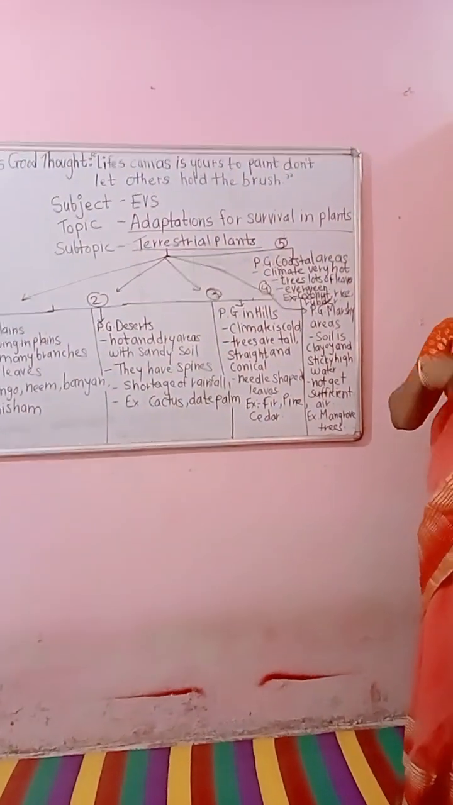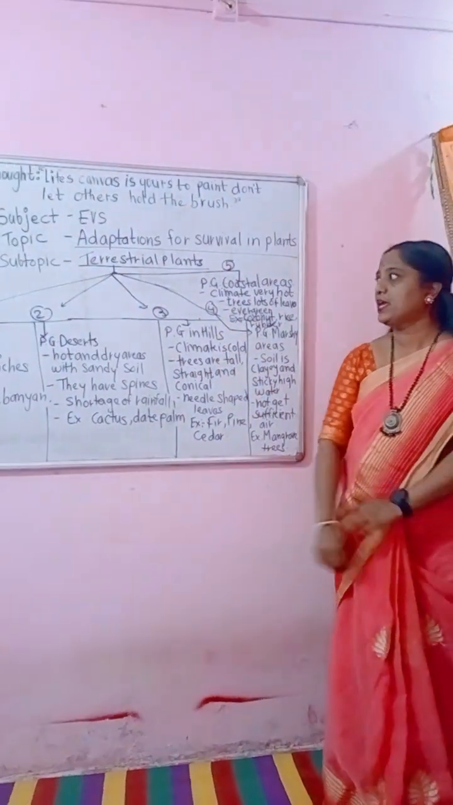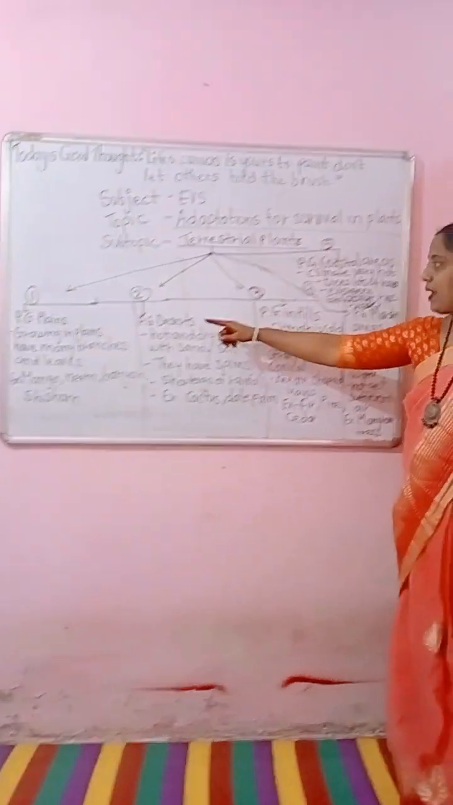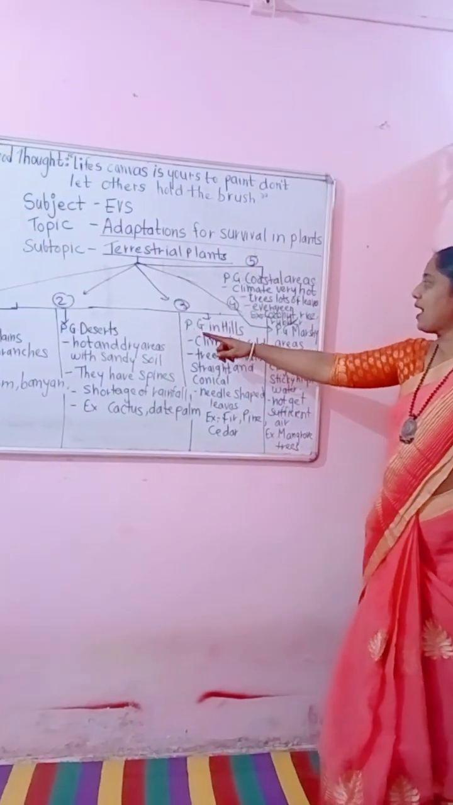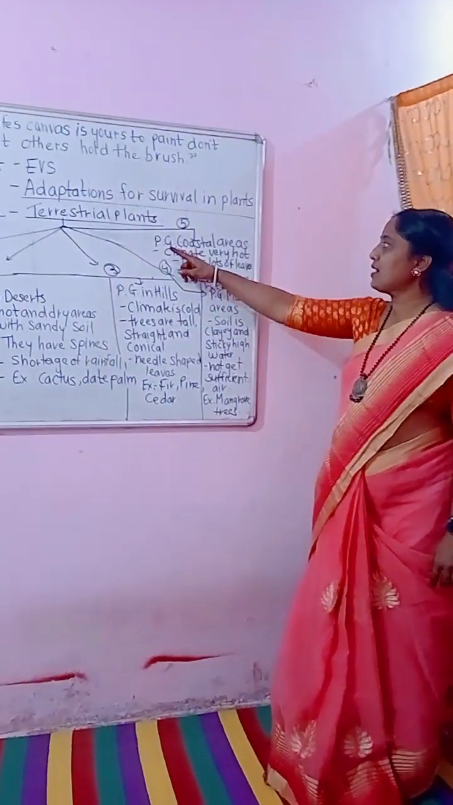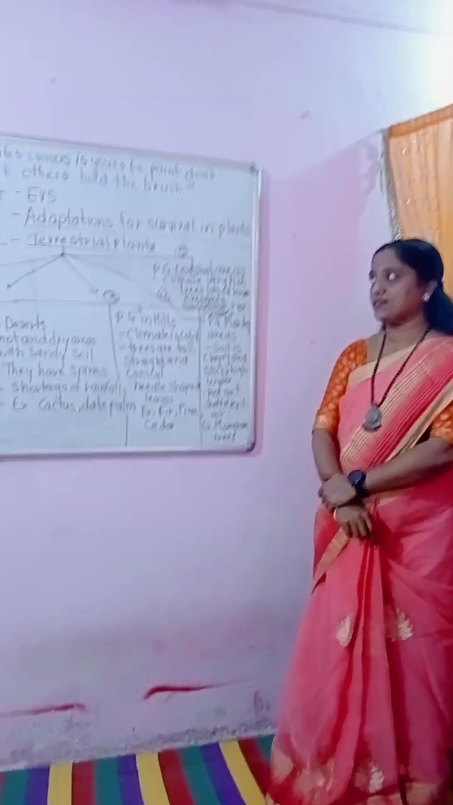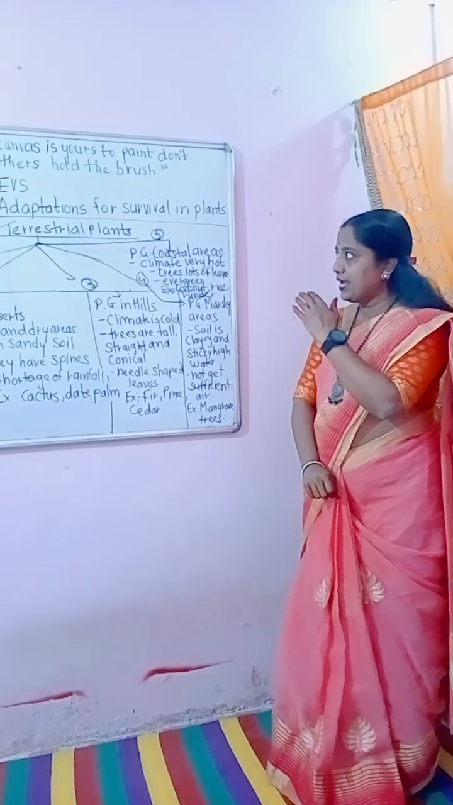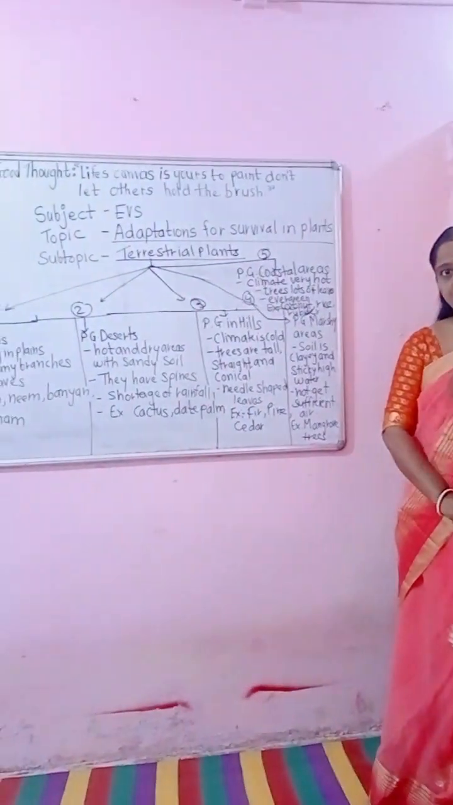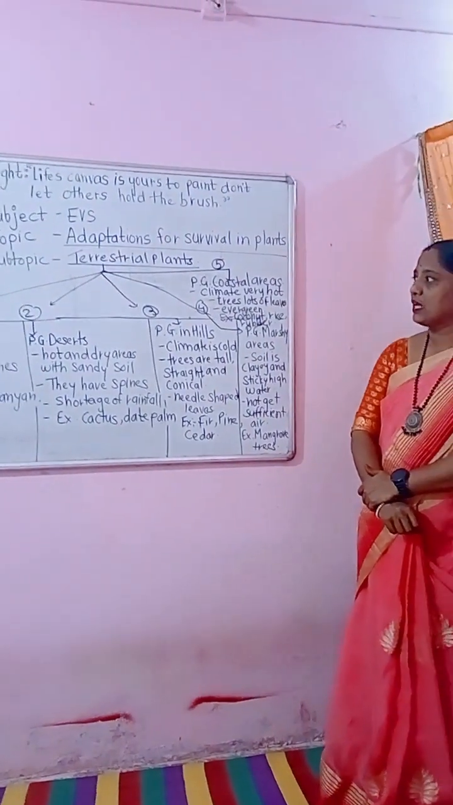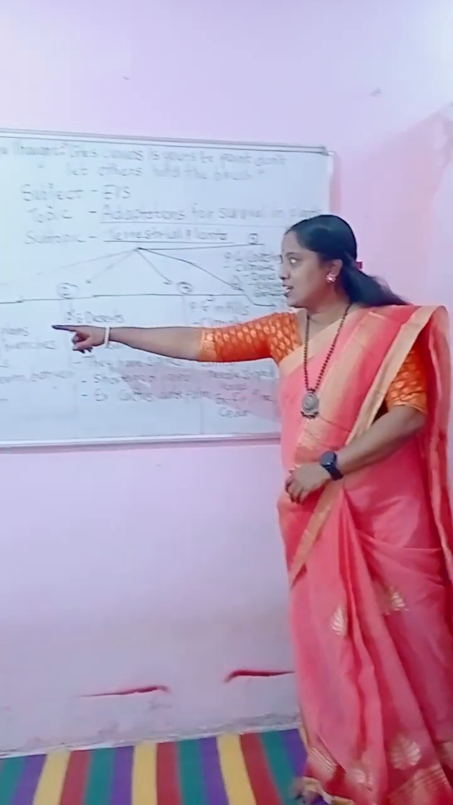Terrestrial plants are further divided into 5 types. Here I am writing: plants grow in the plains, plants grow in the deserts, plants grow in the hills, plants grow in the coastal areas, and plants grow in the marshy areas. Today I am giving the explanation on the terrestrial plants, and further I will give the explanation on the aquatic plants. Now let's learn about the plants that grow in the plains.